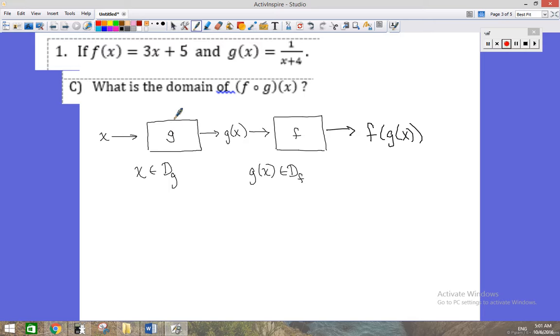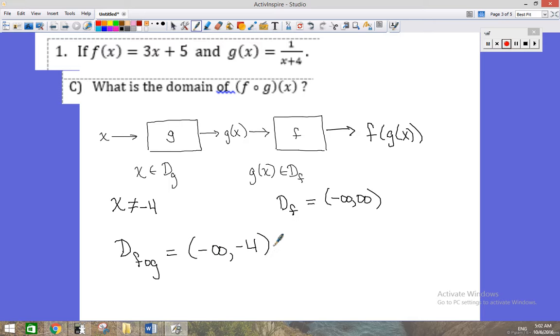Alright, so we've already found that the domain of g was all real numbers excluding -4. Now, when the output of g goes into f, f is not picky at all. F has a domain that's all real numbers. So we don't have any further restrictions to worry about. So for the domain of this composition, the only thing that we have to worry about is getting our number through the function g to have it well defined. So the domain of our composition is the same as the domain of g, all real numbers except -4.